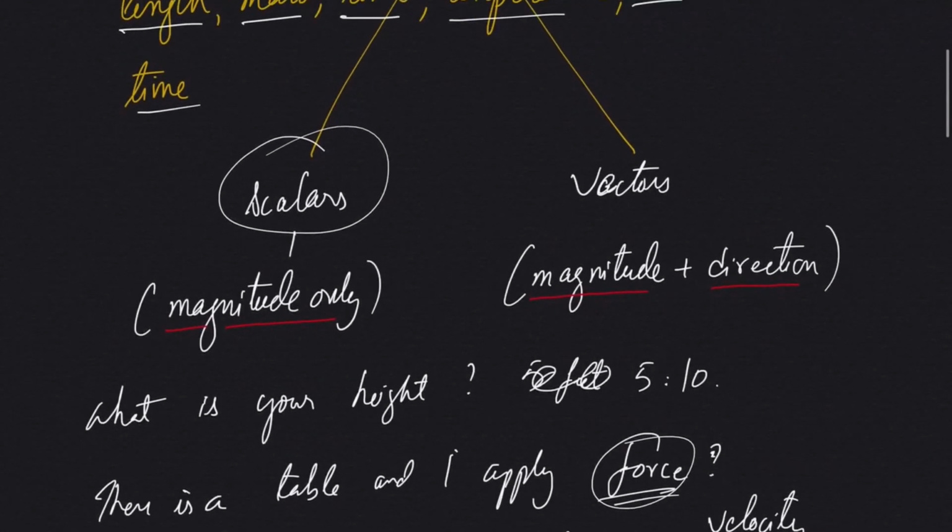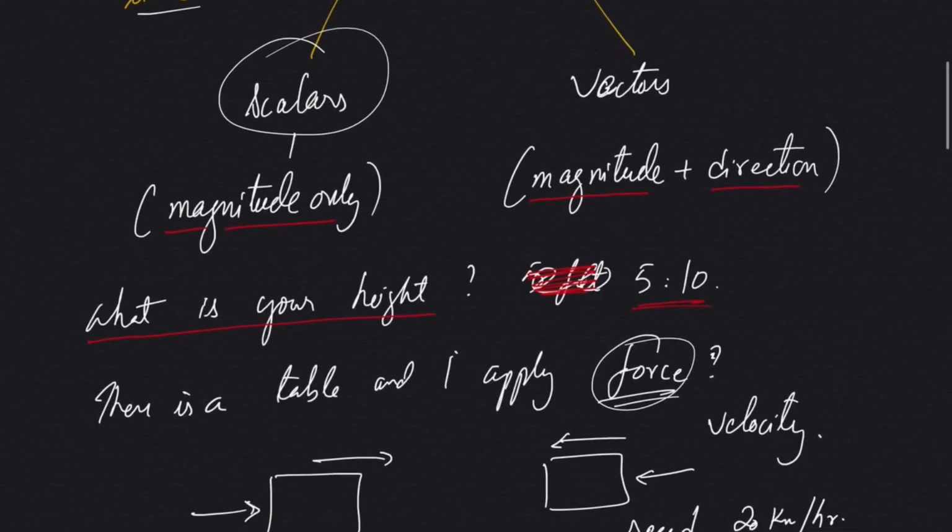Okay, now for example, what is your height? That might be a question. Now I'm talking about my height. If I just say, okay, 5 feet 10 inches or 5 feet 11 inches, that is my height, just taking my example. Another question is like, there is a table and I apply force. Now the question is, in which direction will the table be moving, because I've applied a force. So if this was the table and I've applied the force towards east, then the table will move towards east. If I've applied the force towards the west, it will move towards west. So when we talk of certain physical quantities like force, then the direction is important here.